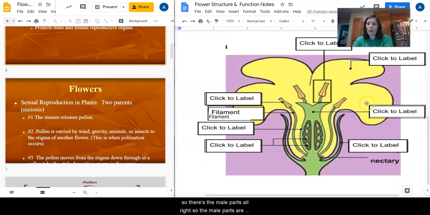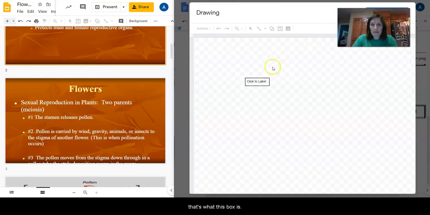All right, so the male parts are these. This would be the male organ right here. Okay, and this whole thing right here is called the stamen. So that's what this box is.